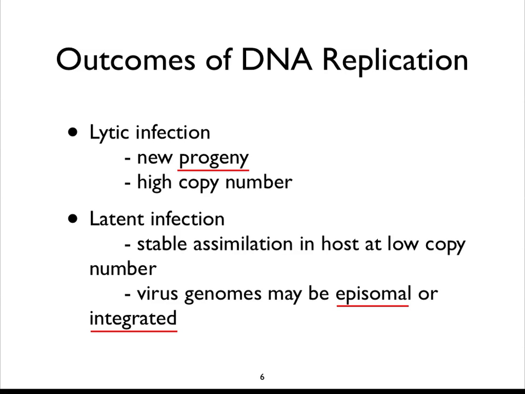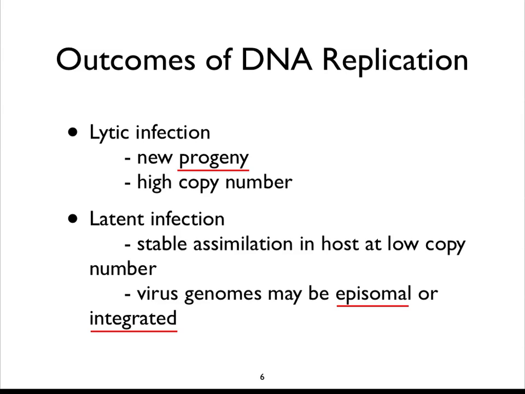The outcomes of virus DNA replication: lytic infection. New progeny, new virus, new places to go. The other thing is that there are now high copy numbers. Replication can result in anywhere from 1,000 to 100,000 copies of virus DNA, and a reasonably similar number of virus particles. There is an efficiency problem. Not all virus DNA is packaged. And as Dr. Acaniello has showed you, there are many empty particles as well.